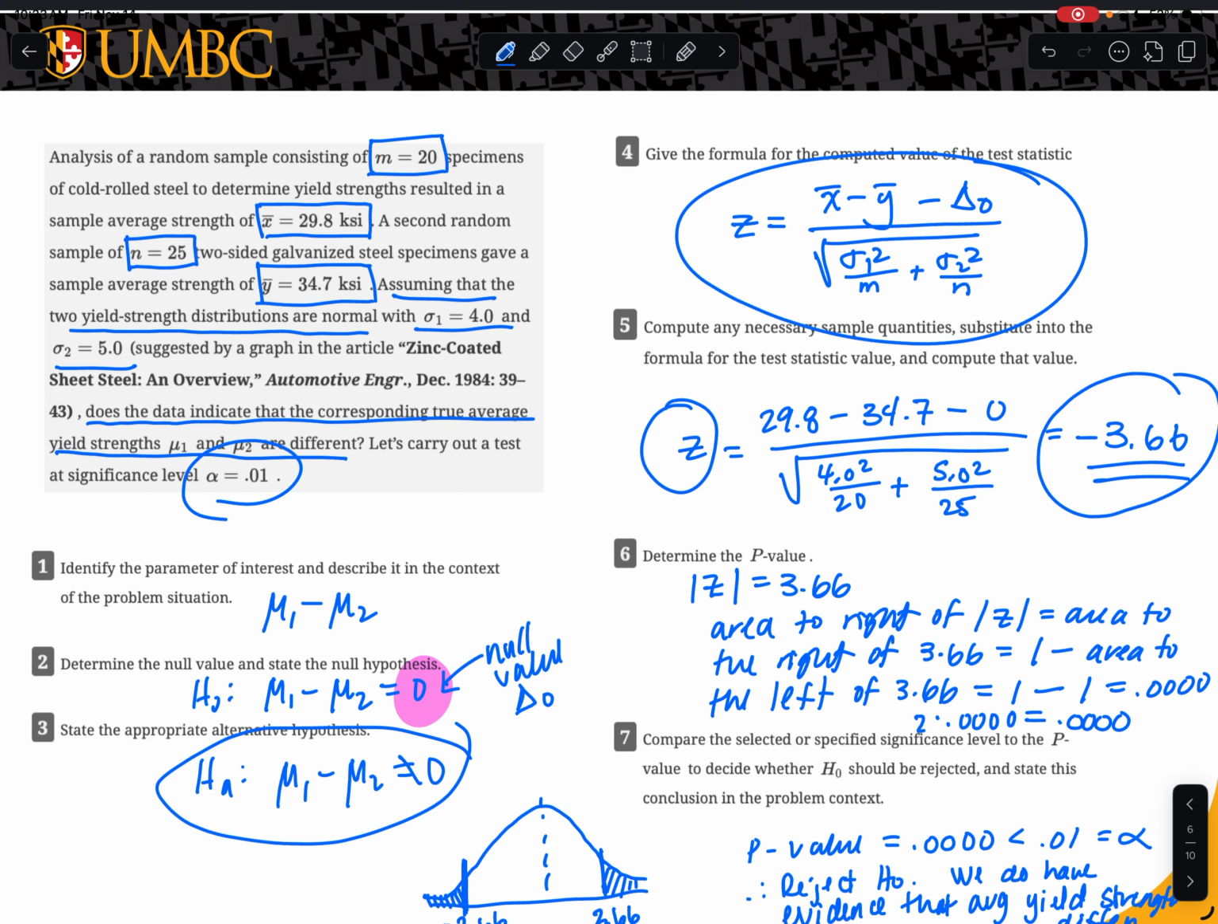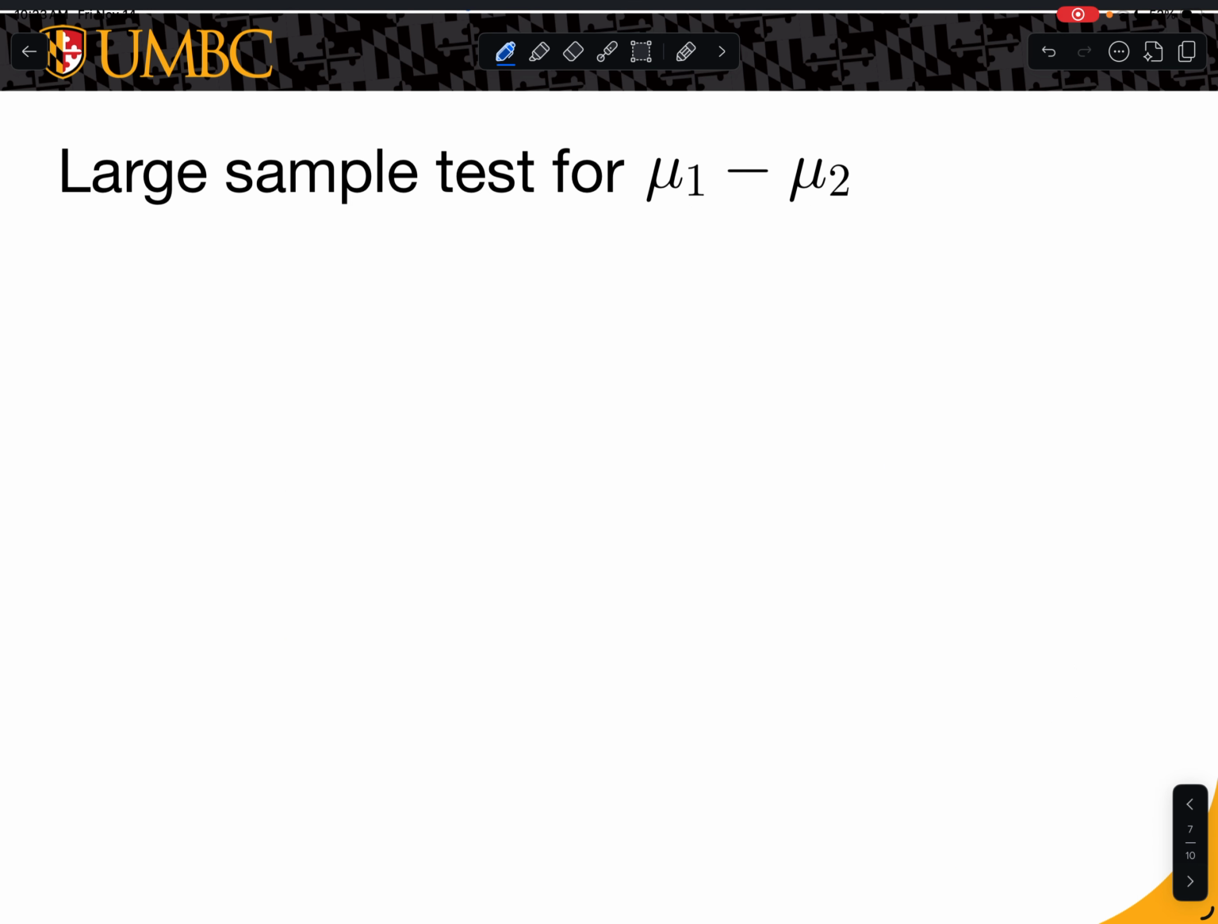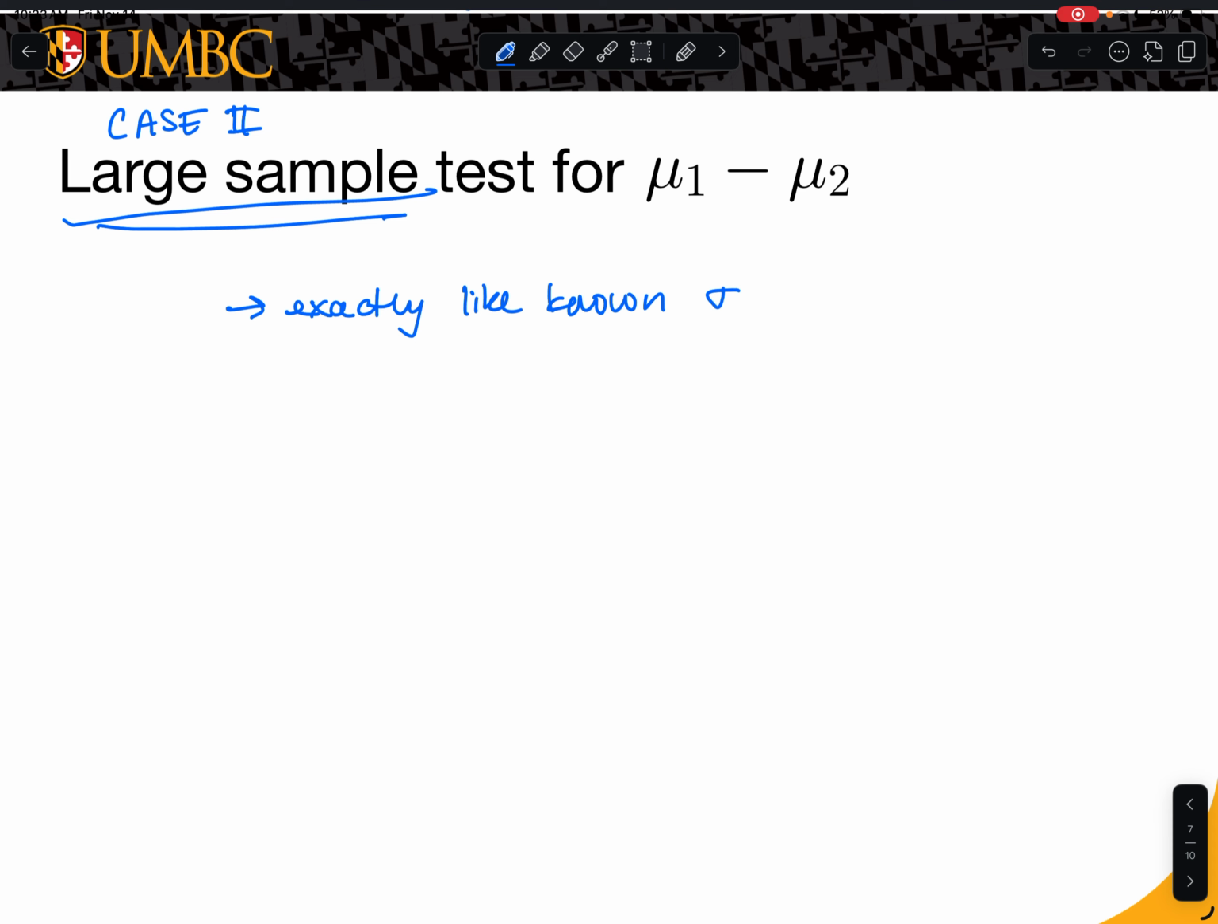Okay, so this was everything. This whole test was set up for case 1, where we know the population standard deviations for both populations. Case 2, just like in the one population situation, is where we have a large sample, where we have like 40 or more in both populations. So we compute this in the exact same way that we did the previous test. It's exactly like the known sigma 1, sigma 2 test.